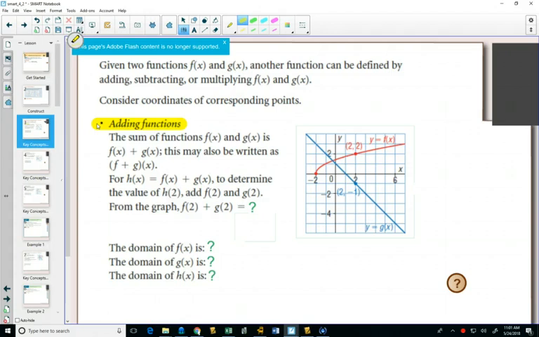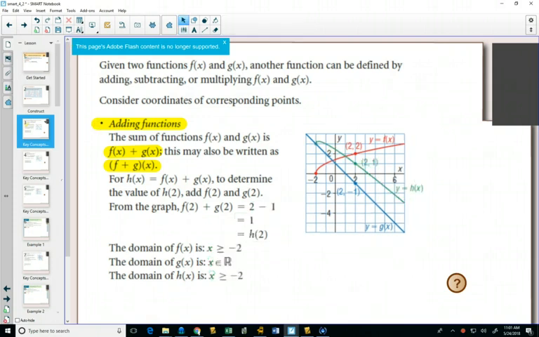We've already seen adding functions before. Some things I want to remind you of: there's the one type of notation, there's the other type of notation. Whenever you have that second notation, I recommend changing it to the first notation so that you're more familiar with it. Okay?